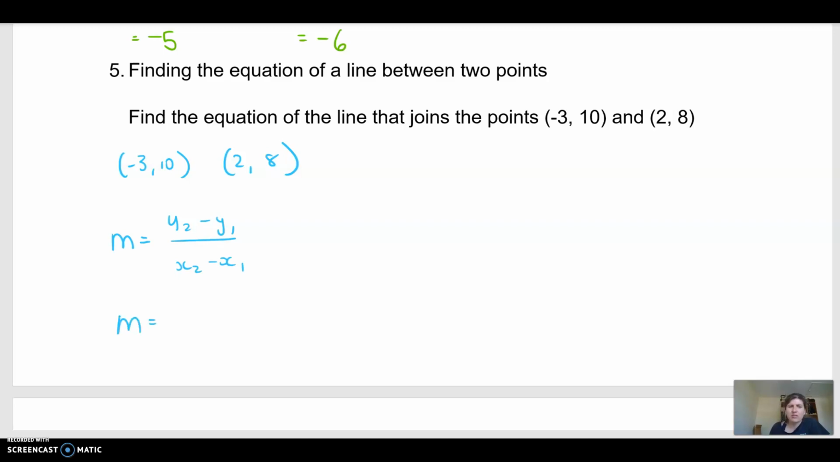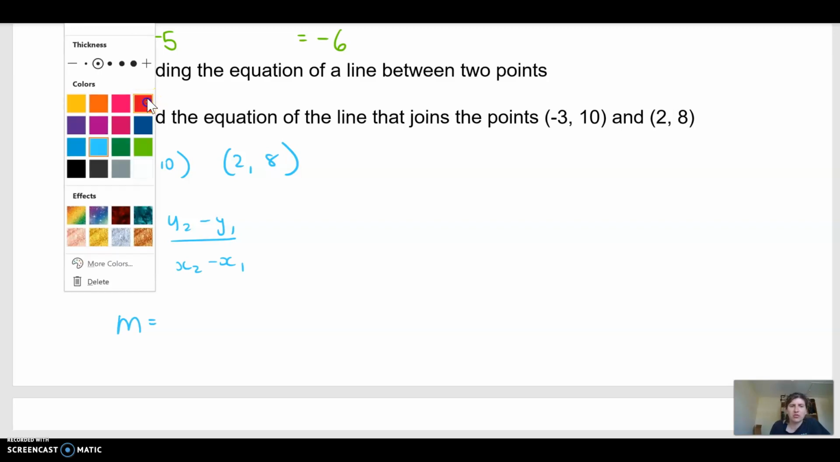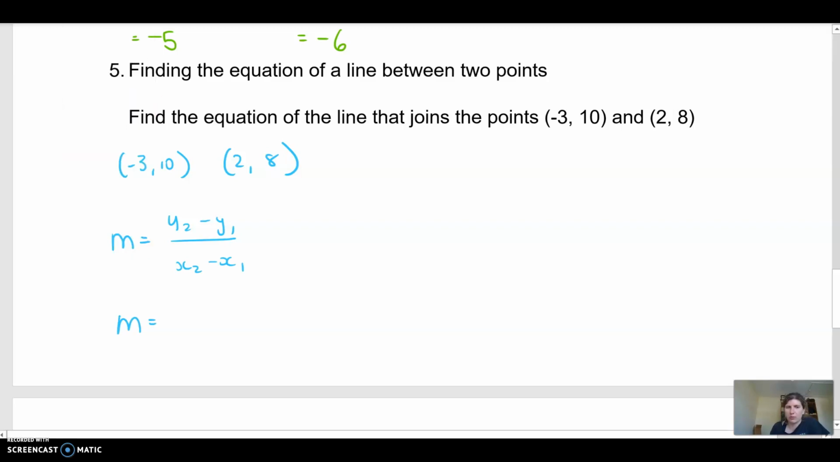So now I'm going to sub in the points. First thing I'm going to do is choose my x1, y1, x2, y2. I'm going to call this one x1, this one y1, this one x2, and this one y2. Now just remember that the x1 and the y1 always have to go together, and the x2 and the y2 always have to go together. All right, from there I'm just going to sub them in. So y2 is 8, y1 is 10, x2 is 2, x1 is -3. Now I'm going to put that -3 in brackets so that I get my negatives and positives right.